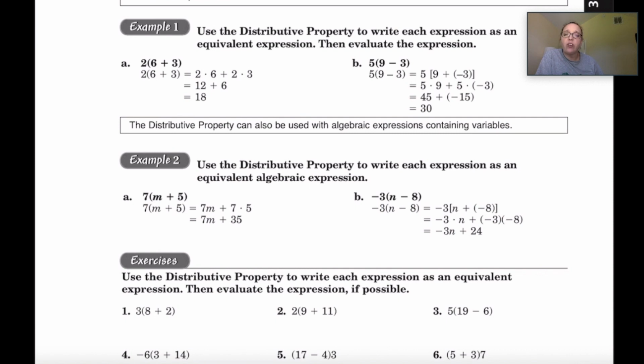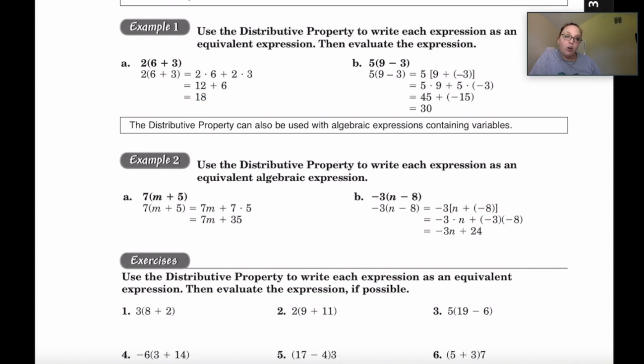So you're just using the distributive property to write an equivalent expression, and hopefully you remember doing this from previous grade levels. So for example, part A, we have 2 times the sum of 6 and 3. So we're going to distribute that 2. We're going to do 2 times 6 and then 2 times 3. So that's 12 plus 6, so we can get an answer of 18.